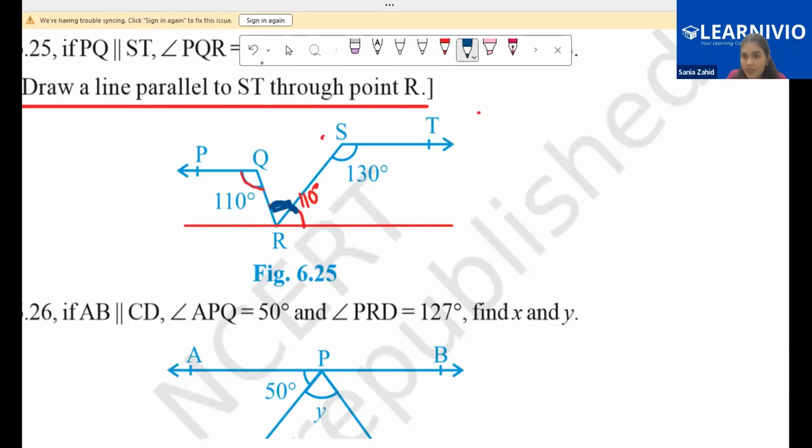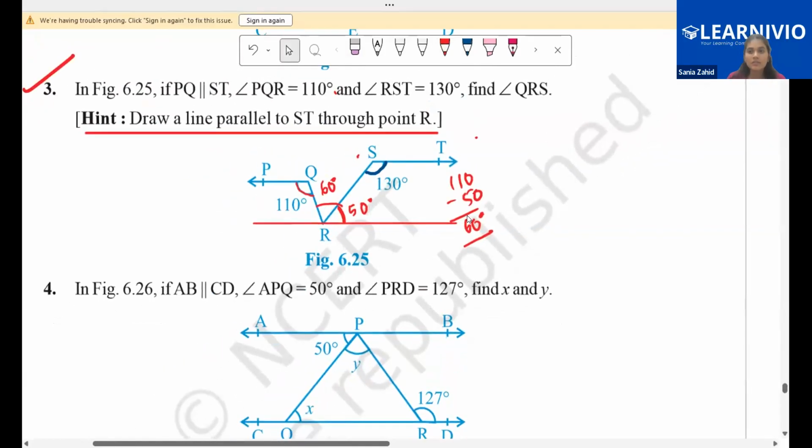Are you understanding, children, what I'm trying to say? Yes, ma'am. I know it's a lot of reds and blues, but I hope you're understanding. So now see, this is 130 degree and this becomes co-interior. So this is 130, so how much will this be? This becomes 50 degrees. And now this is 110 minus 50 degrees, that's 60 degrees. Like this also you could do it.